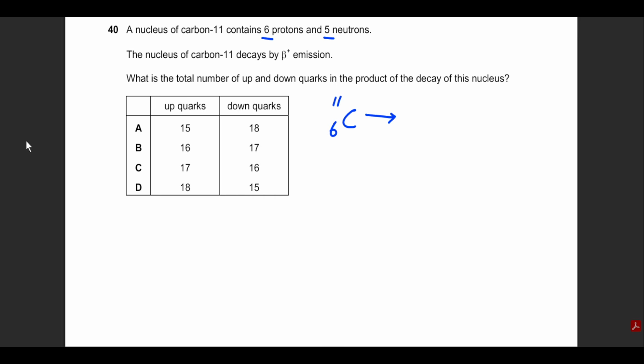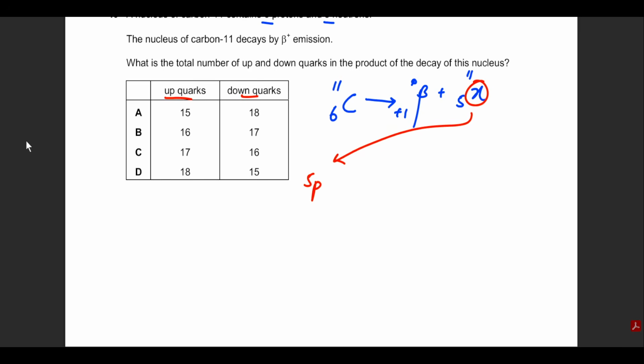Decaying with beta emission should be 0, -1. This is beta positive emission, so this should be +1. And this should lead to X 11, 5. Now, whoever this X component is, we are not required to memorize it. He is asking about the up quarks and down quarks. So let's do that first.